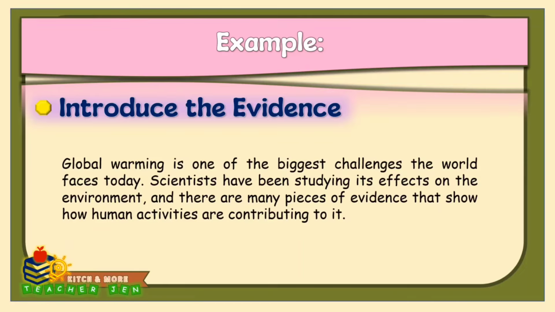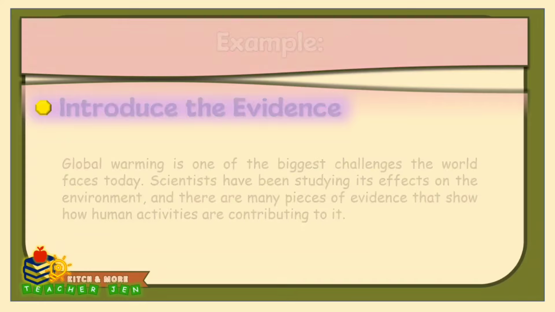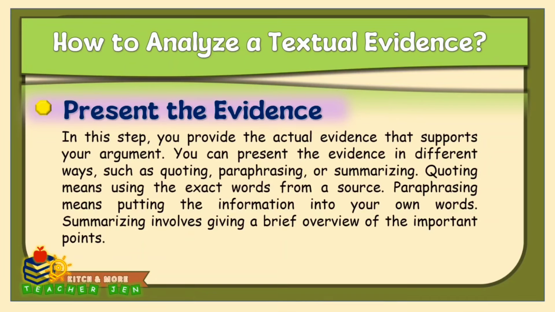After you have introduced the evidence, you are now going to present the evidence. In this step, you provide the actual evidence that supports your argument. You can present the evidence in different ways, such as quoting, paraphrasing, or summarizing. Quoting means using the exact words from a source. Paraphrasing means putting the information into your own words, while summarizing involves giving a brief overview of the important points.